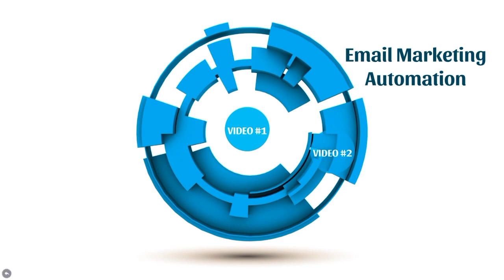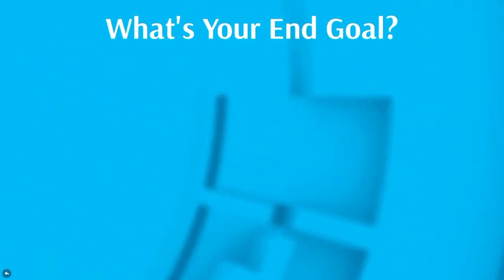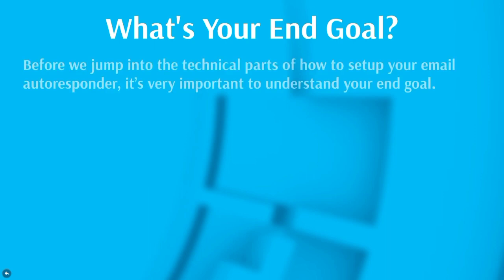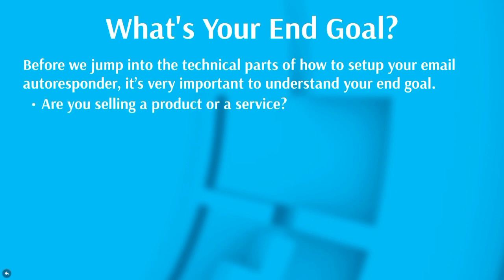This is video number 2, and we're going to dive right in and talk about what's your end goal. So before we jump in and talk about the technical parts of how to set up your email autoresponder series, it's really important to understand your end goal. Like, how many different ways and different opportunities do you have to profit, right? So unless you really understand at least a little bit of your plan, then jumping in like everybody else to just build a list is not going to be productive at the end of the day, right?